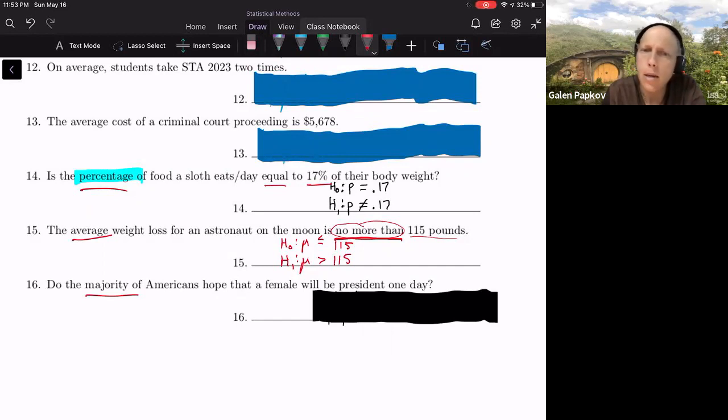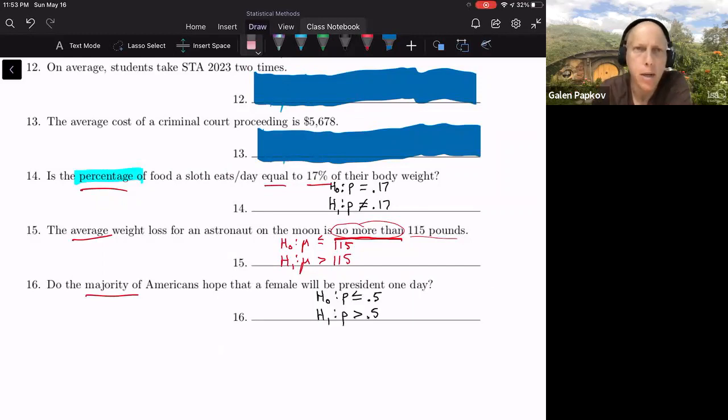And here, the value we want to compare to, well, either they are for or hope for a female president or they aren't. And so if it's a majority between two choices, then that means, is it more than 50% or not? And so that's the hidden value in this scenario, because 0.5 isn't clearly in there, but the word majority implies that. So P greater than 0.5 must be in the alternative, and P less than or equal to 0.5 has to be the complement in your null hypothesis.